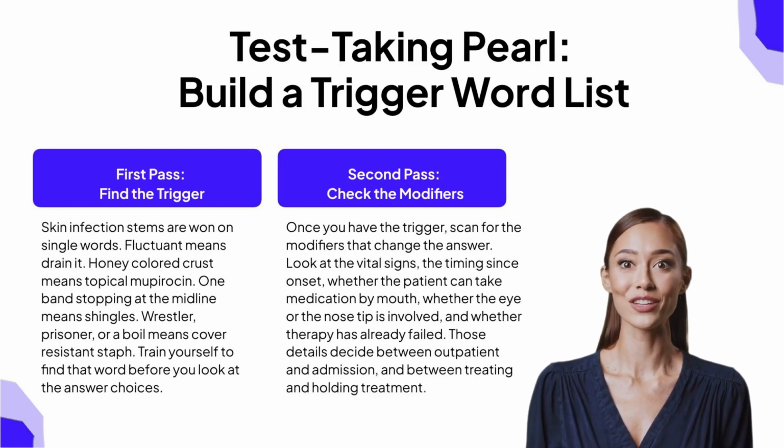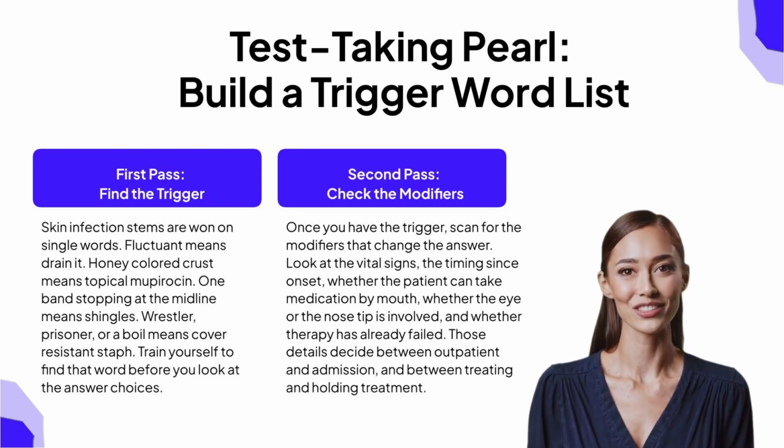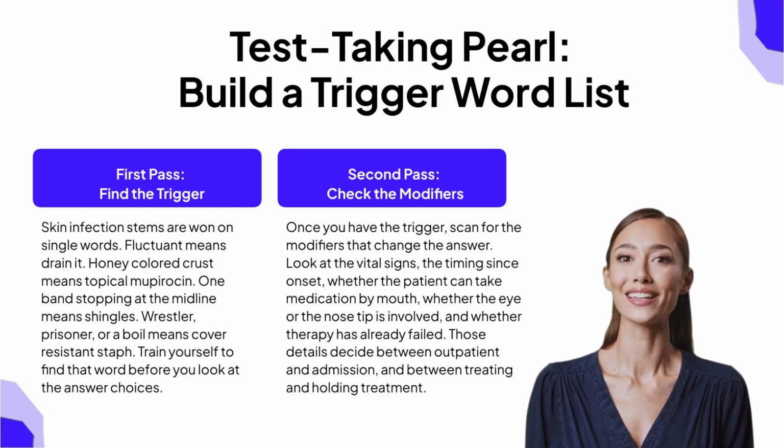Let us close with the single most useful habit for this topic. Build yourself a trigger word list. Skin infection questions are won on individual words, and there are not many of them. Fluctuant means drain it. Honey-colored crust means topical mupirocin. One band of blisters stopping at the midline means shingles. Wrestler, prisoner, or a boil means cover-resistant staph.